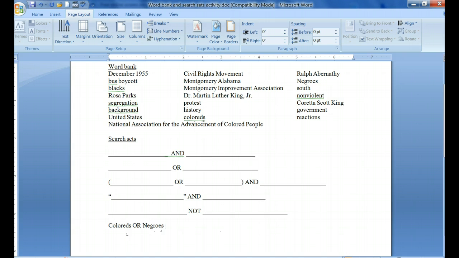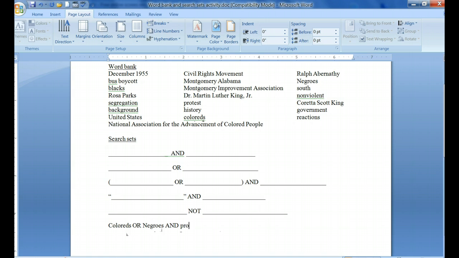Gosh, that's a little bit broad. That could incorporate a lot of other things into our results list besides what we are specifically looking for. What can we do to this search to make it more precise, more focused on our specific need? Coloreds or Negroes, and we want to add something to it to make it more precise. How about, well, if we add something like history or protest or segregation or background, all of those things are also broad.